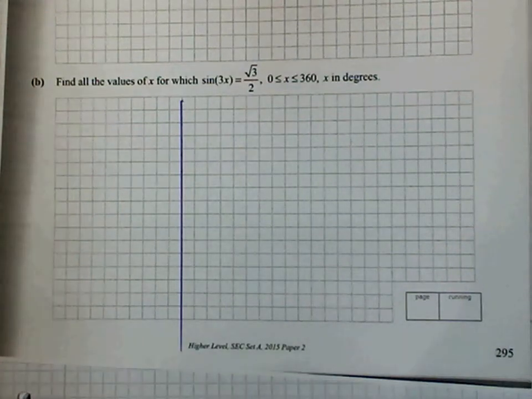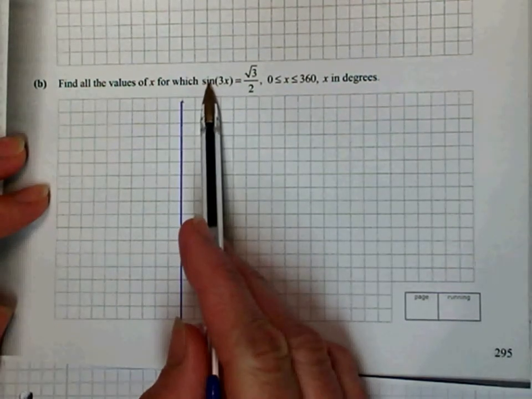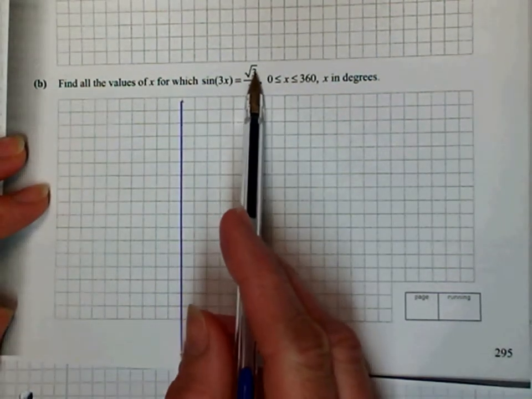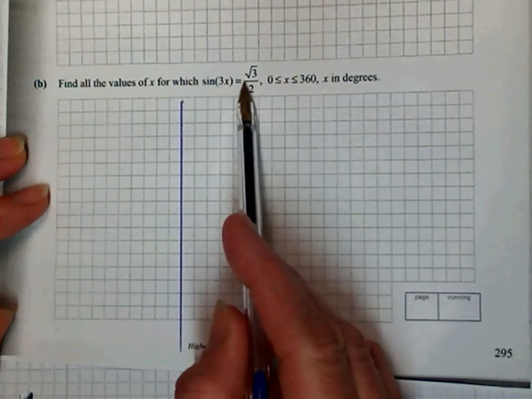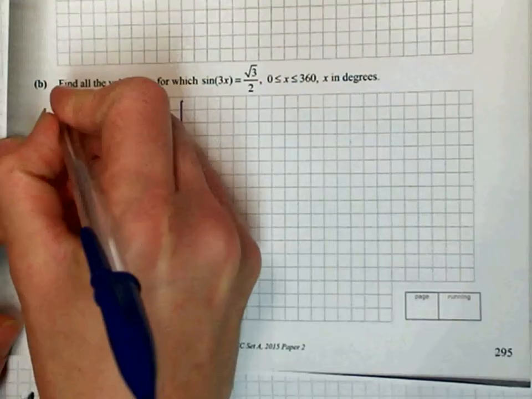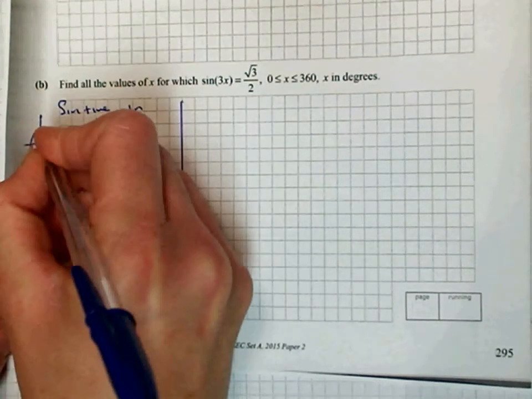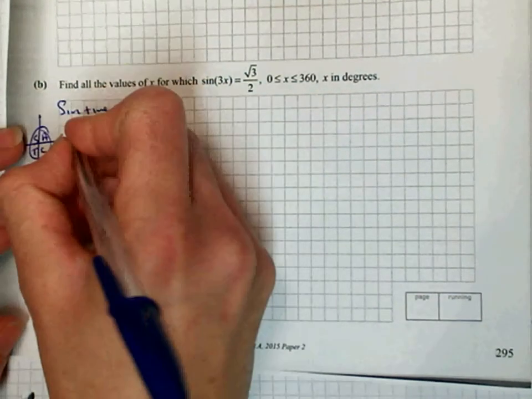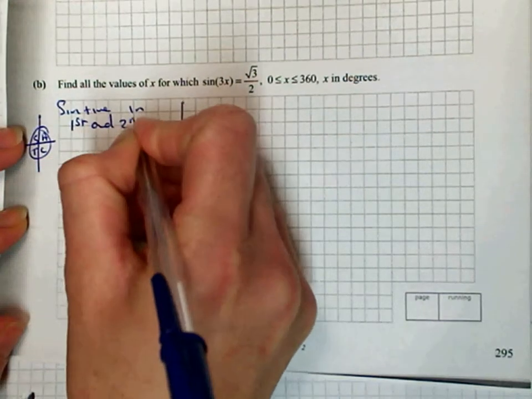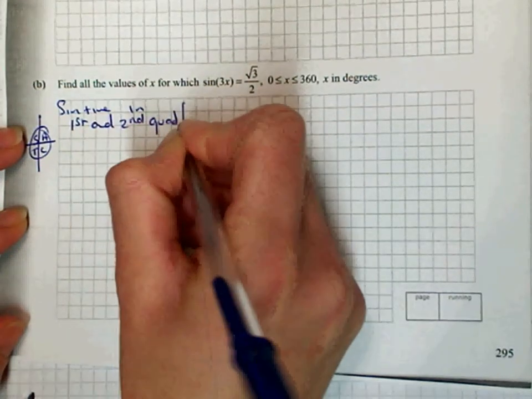2015 paper 2 question 5 part B. So it's a trigonometric equation: sine 3x is equal to the square root of 3 over 2. So straight away the sign is positive. So sine is positive in, and identify the quadrants A, S, T and C, the first and second quadrant.